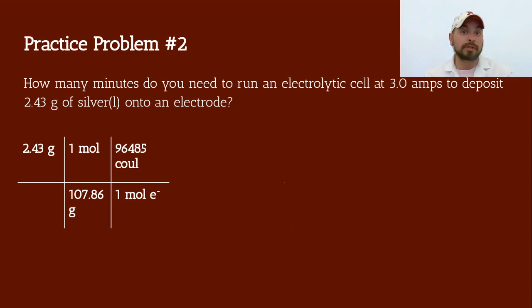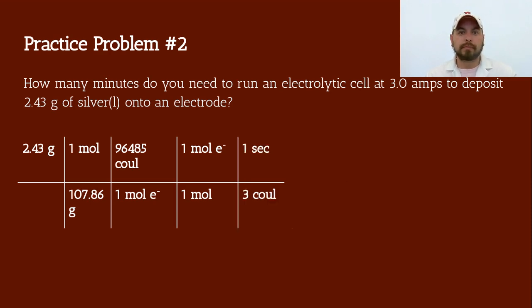That gets me in moles of electrons. Then, because again, we're talking about going to coulombs eventually here, I can use that Faraday's constant, that 96,485 coulombs per mole of electrons to cancel the moles of electrons. And I know I ran this cell at 3 amps, which is 3 coulombs per second. So that's going to get me seconds at the top.